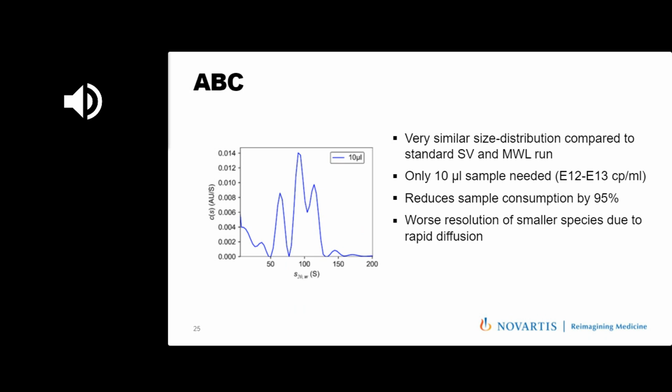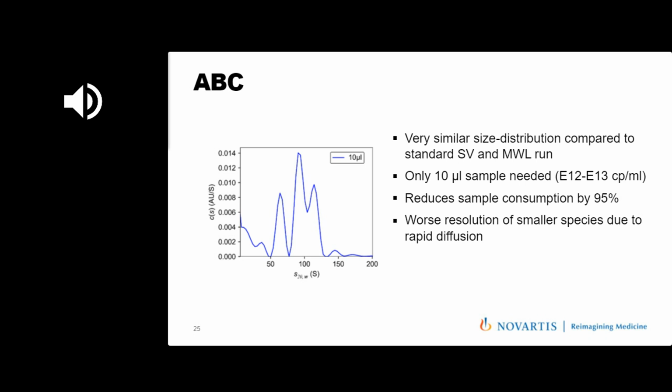In our case, what we found out at the speeds we employed is you get a very similar size distribution compared to a standard velocity and multi-wavelength run. But the smaller species at 14,000 RPM were not really resolved. So the resolution for the smaller species isn't really that good, maybe due to really rapid diffusion.